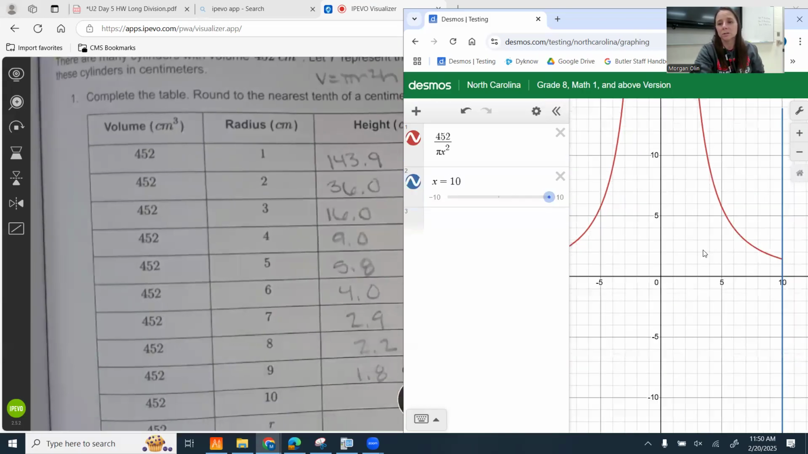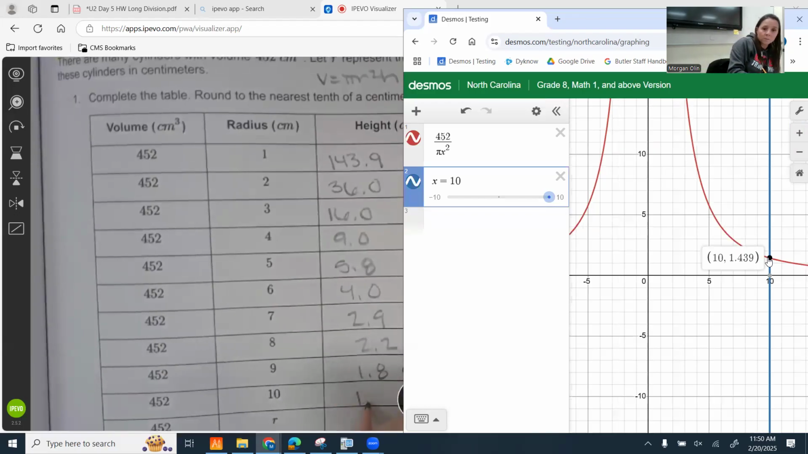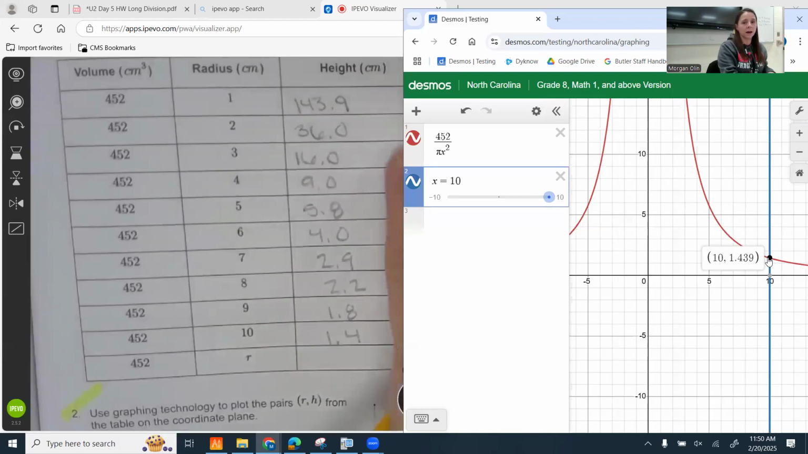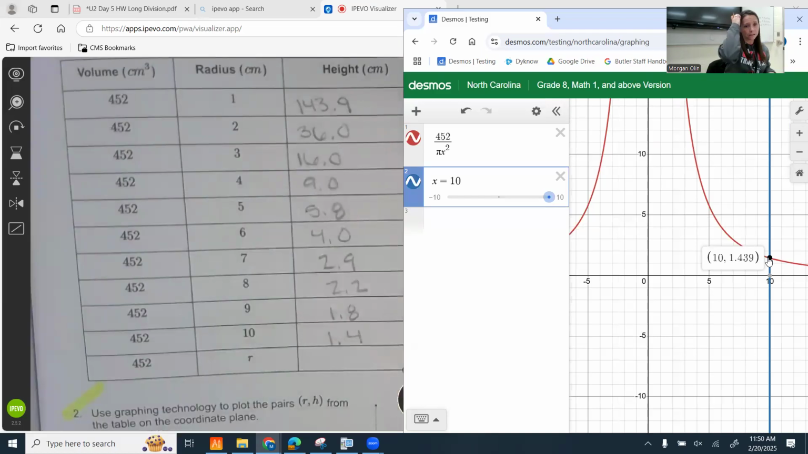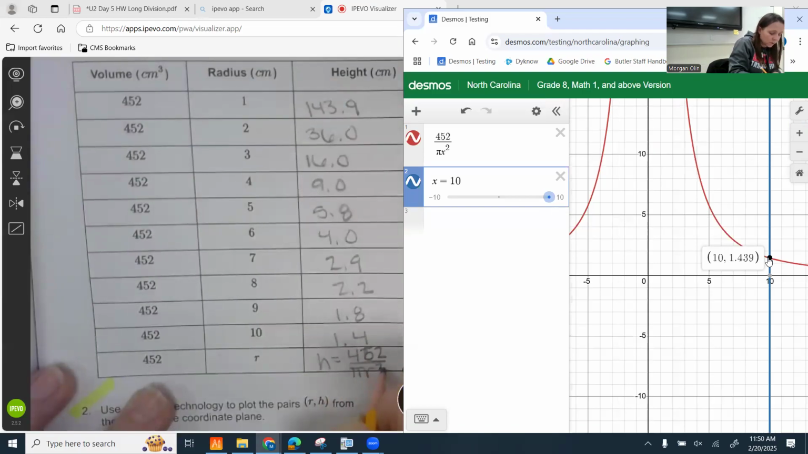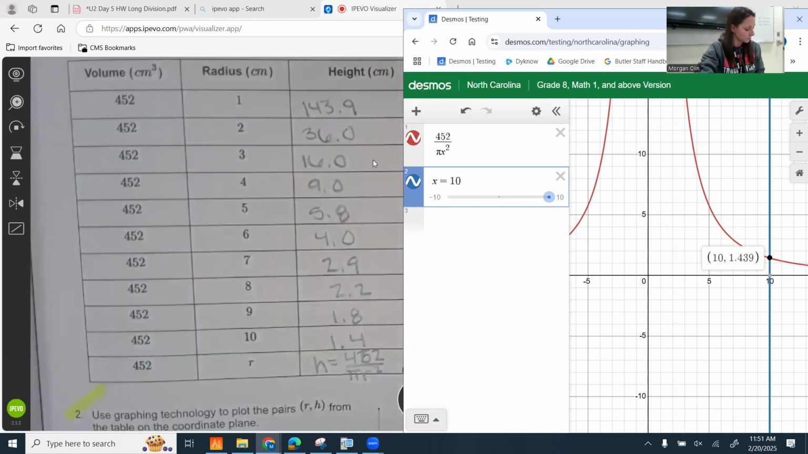And then if we change it to 10, it's going to be 1.4. What happened as our radius increased? What happened to our height? It decreased. Now, we had a formula that we wrote at the top, and we kept doing 452 over pi r squared. And that's the formula that you see right here that we put in Desmos.